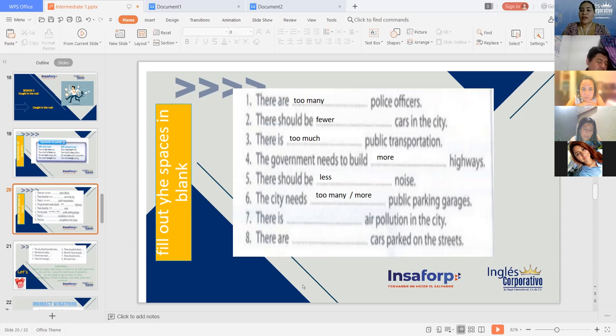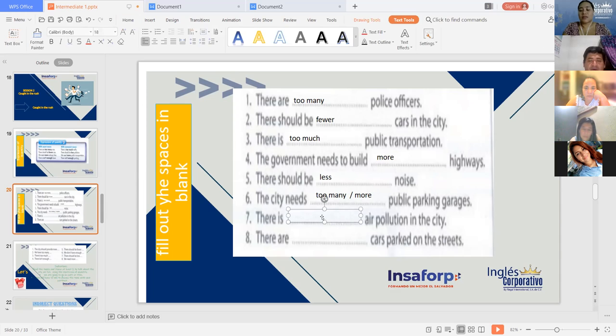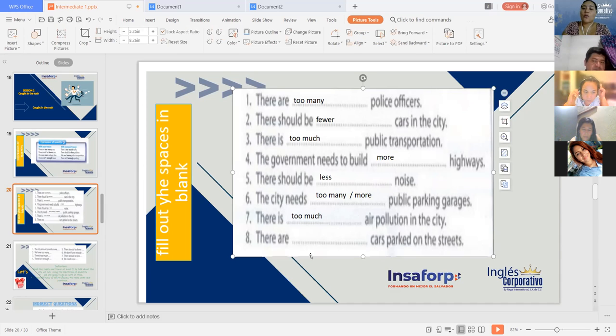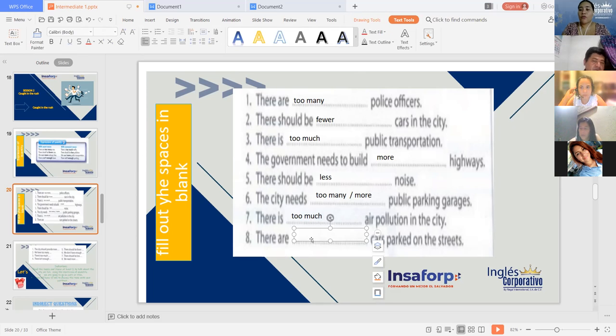What about the number seven? There is blank air pollution in the city. Too much. There is too much. Too much, okay. In the city, yes. What about the number eight? There are blank cars parked on the street. Enough. There aren't enough, or in this case, too many. Too many, right? Too many cars parked on the street.